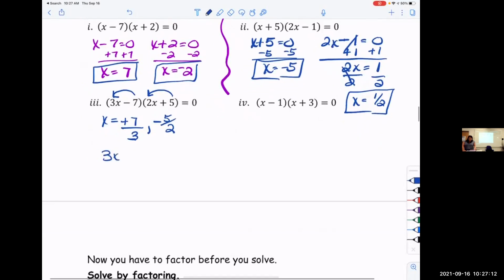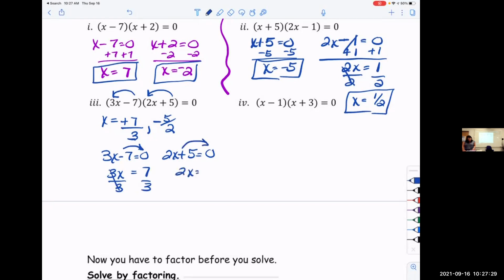But you don't have to do it the lazy way. You can say 3x equals, move that 7 over and divide both sides. You can say move that 5 over and x equals -5/2. Lazy way, math way.